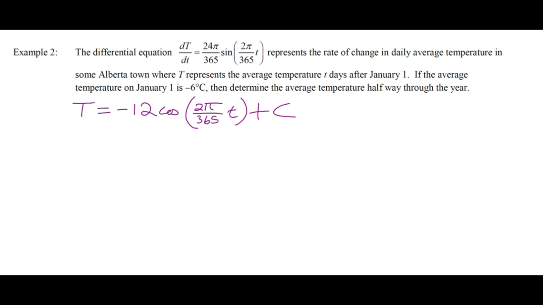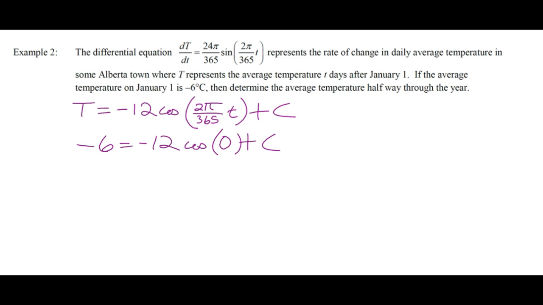Okay, so what do we know? We're given the temperature on January 1st is -6. What's little t on January 1st? 0. When I first looked at this, I thought it was a 1, and how am I supposed to do the cos of 2 pi over 365? But it's days after January 1st, so it'll be a 0. So we have -6 is equal to -12 cos 0 plus c.